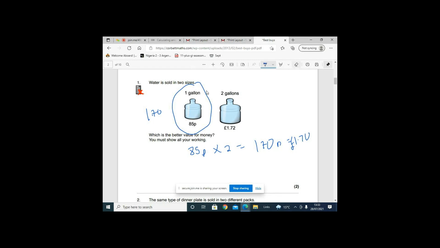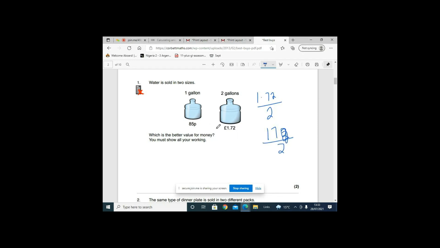Another one you could actually do is the other one. It's £1.72, you can also find 1 gallon here, divided by 2. So it's like 172p divided by 2. That's going to be 86p. So 1 gallon is 86p. So this one is better value for money.